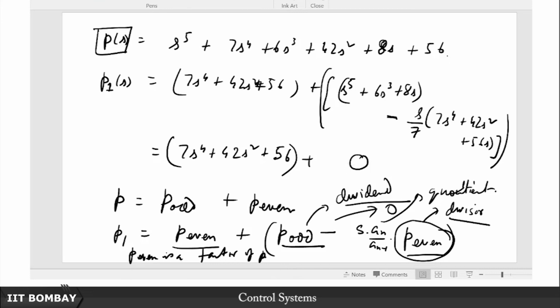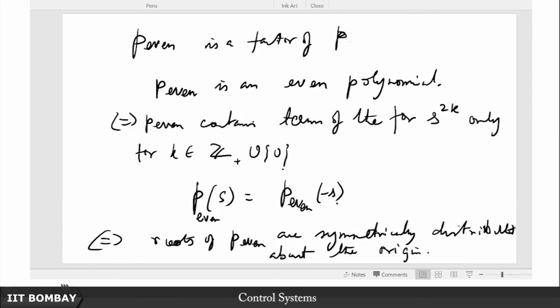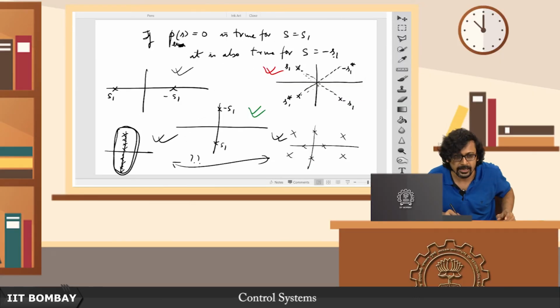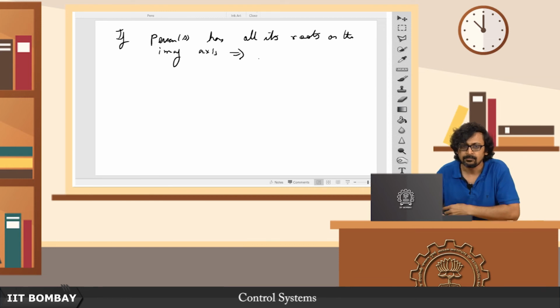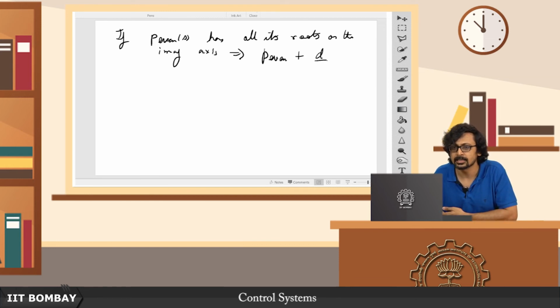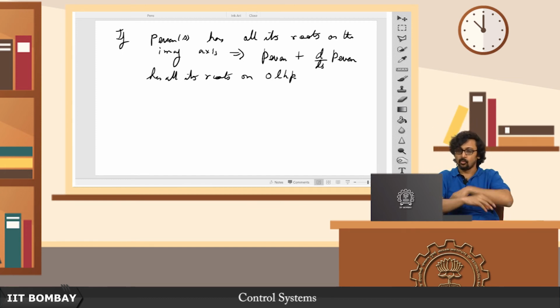How do we construct the odd part? If we construct the odd part in this fashion, then we know, and this is the observation, note very carefully, let me make that claim: if P even of s has all its roots on the imaginary axis, it means that P even plus d/ds of P even has all its roots in the OLHP. That is it. Why?